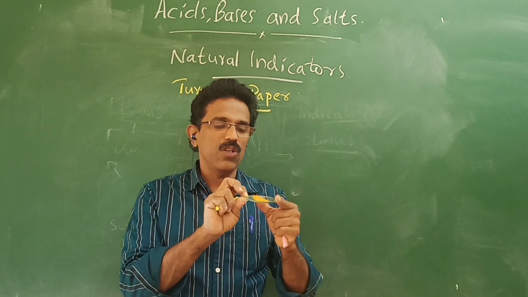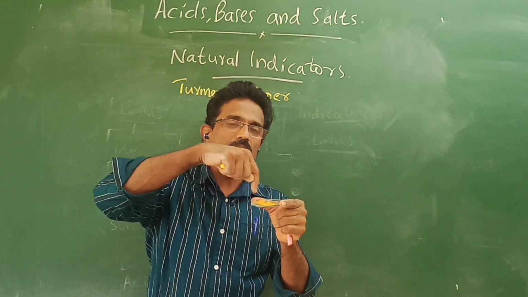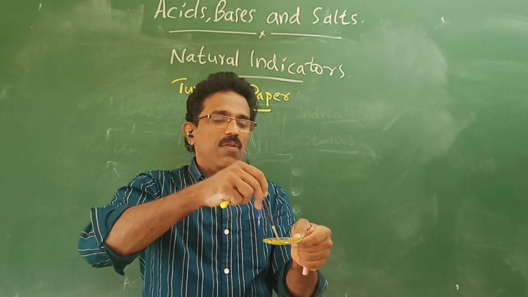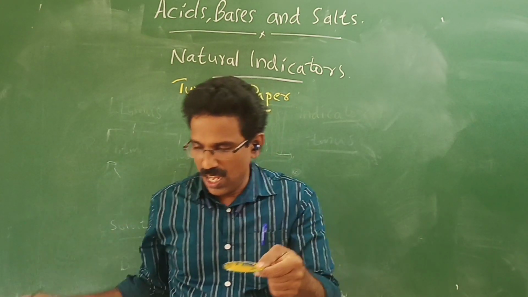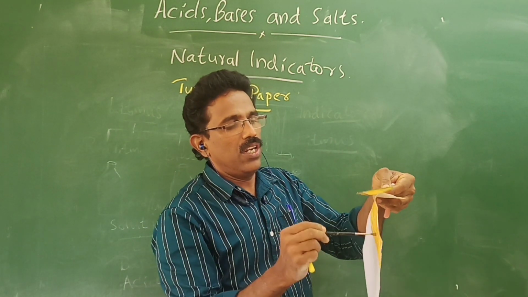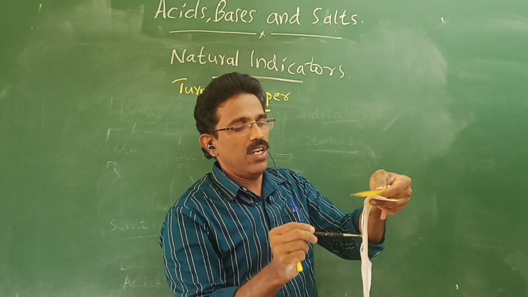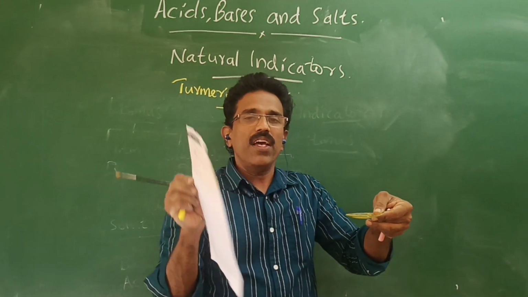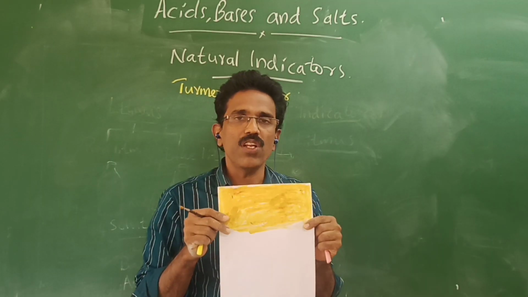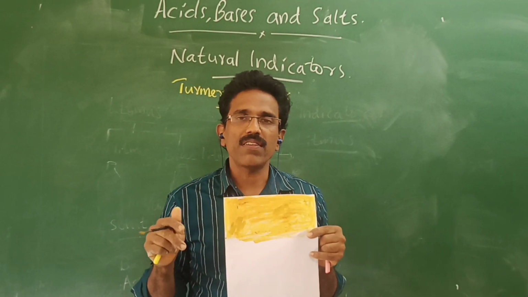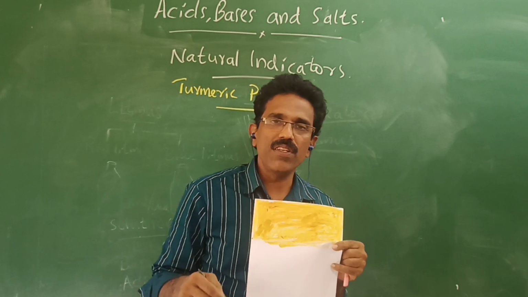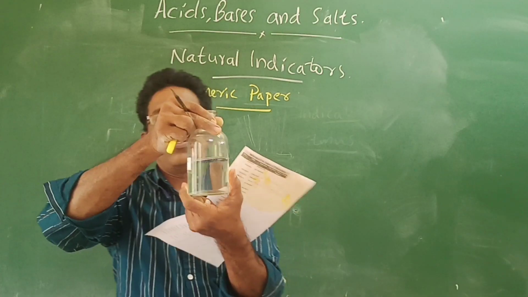Some turmeric. You have seen turmeric. So make it a paste by mixing with the water. Mix some water in it. Apply it on a sheet of paper. So like this we will get a turmeric paper. Now we can use this turmeric paper as an indicator. Let us test an acid and a base with the turmeric indicator.